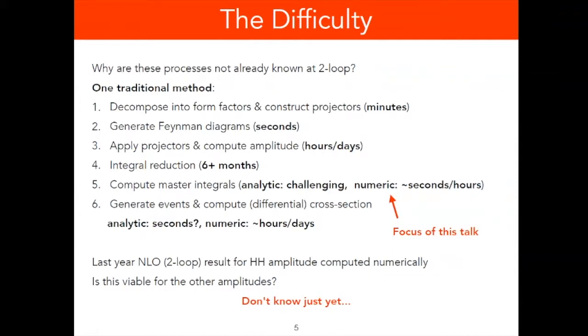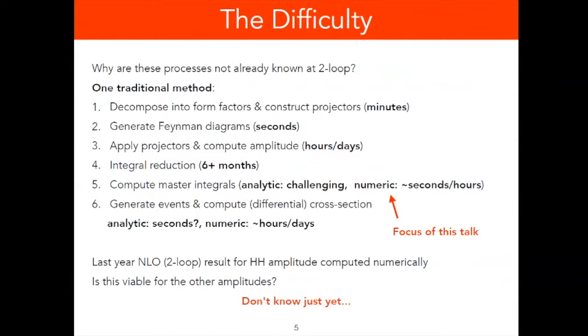Then you generate your Feynman diagrams. This is really seconds, no problem these days. And then we apply the projectors and start to compute the amplitude. Now, very unoptimized code here is going to take a few hours, maybe a few days, if it's really bad and your projectors are huge expressions. But these three steps are really no problem at all, and this is not the holdup.